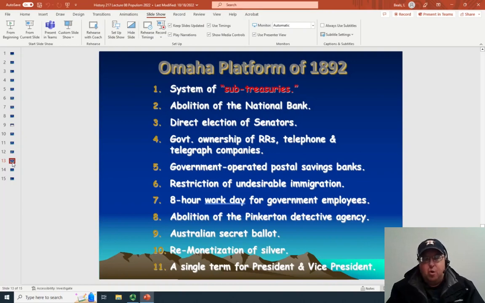1892 is the famous Omaha Platform, which gives a somewhat comprehensive platform for the populist era. A system of sub-treasuries, which we have today as the Federal Reserve. Abolition of the national bank, because the argument was the wealthy and the elite are using the national bank to maintain their power. Direct election of senators. This is big for Nevada.